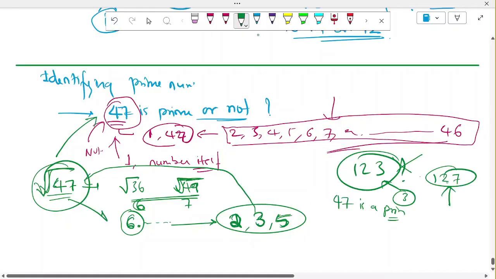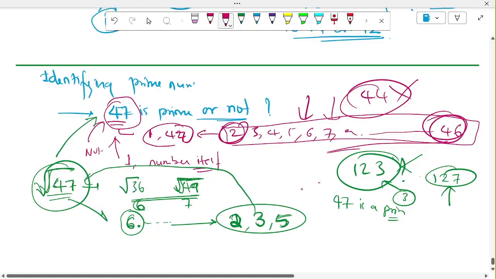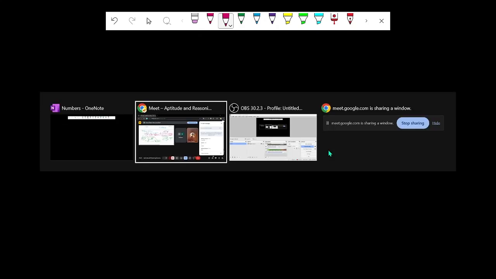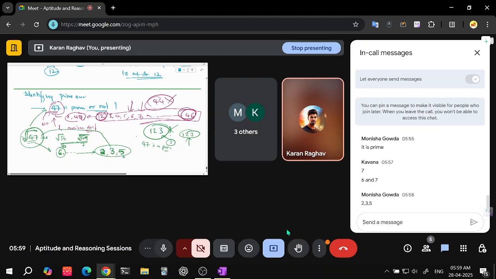Now what is the benefit of this method? The benefit is, you need not check divisibility from 2 to 46. There are almost 44 numbers, but I have reduced this from 44 to 3 using this concept. This concept can be used in any number, any case, and you will be able to solve the question. I hope you got this concept.